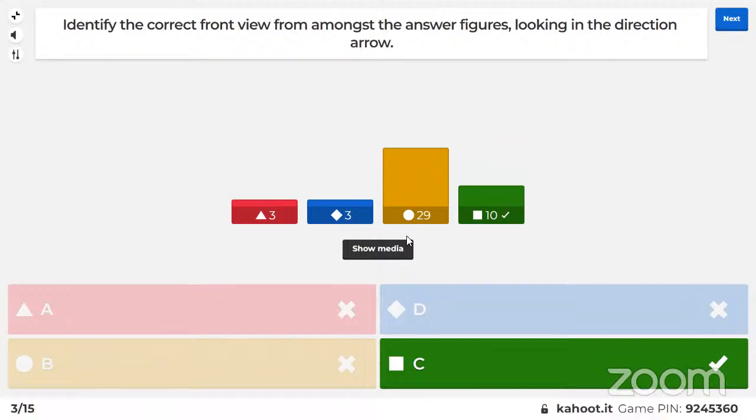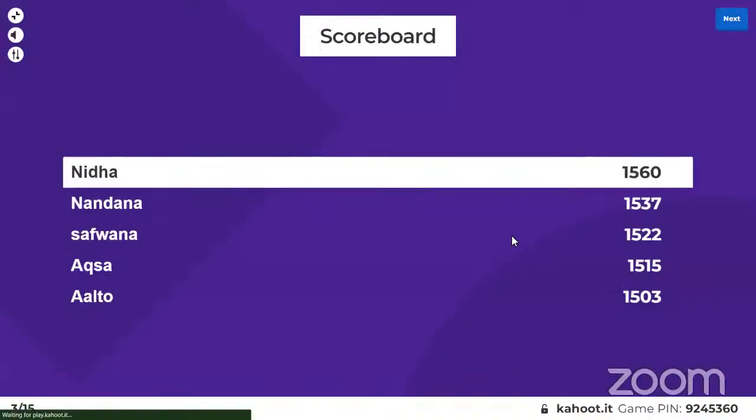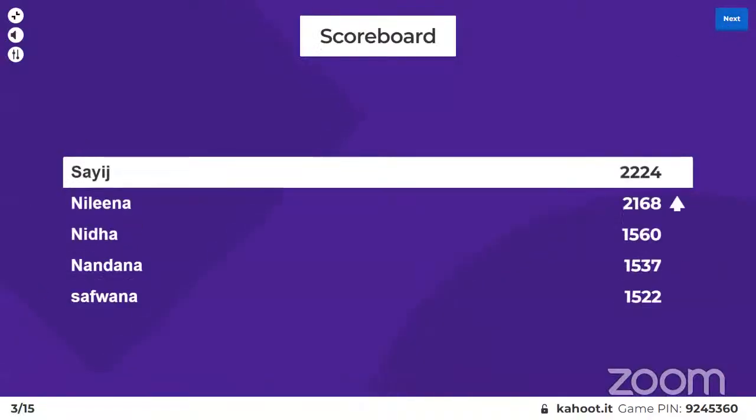All right, so the correct answer is C. You are supposed to find the correct friend view. Correct friend view was shown in C. So let's move on to the leaderboard again. I think most of you have made it wrong. All right, that's reflected in the scoreboard also.